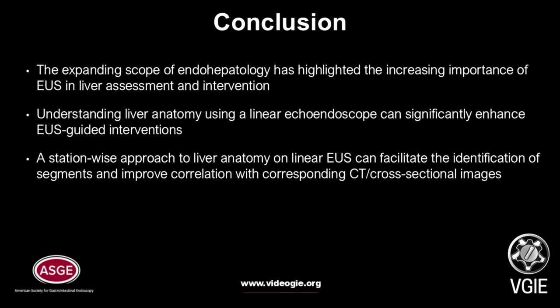In conclusion, we can say that the expanding scope of endohepatology has highlighted the increasing importance of EUS in liver assessment and intervention. As a consequence, understanding liver anatomy using the linear echoendoscope can significantly enhance EUS-guided interventions. A station-wise approach to liver anatomy in linear EUS can facilitate identification of segments and improve correlation with corresponding cross-sectional images.